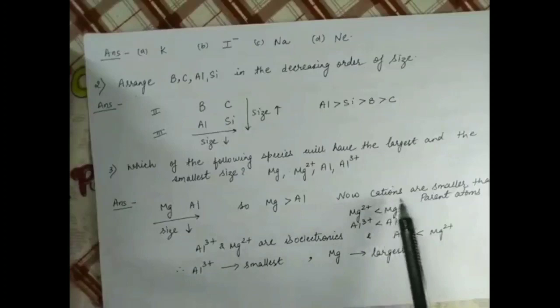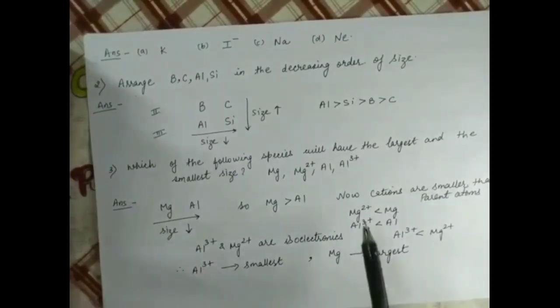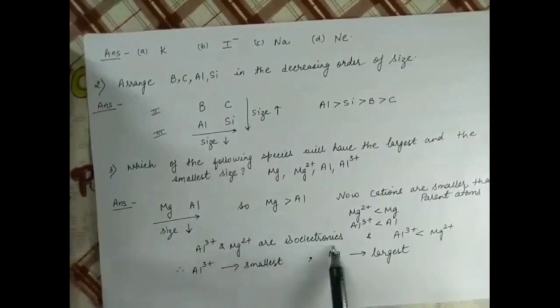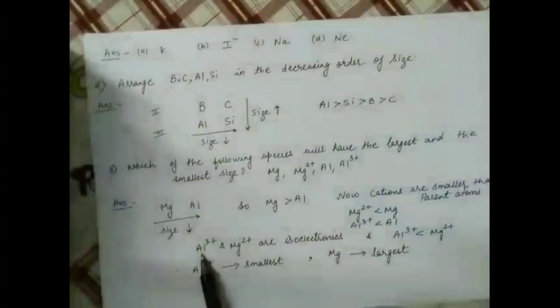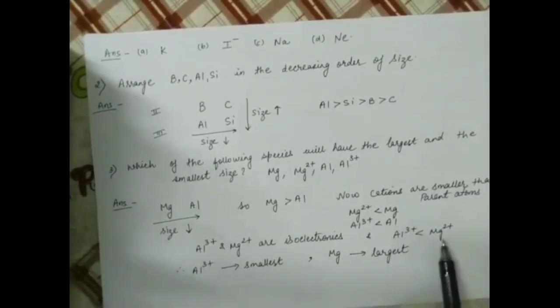Now we have learned that cations are smaller than parent atoms. So Mg2+ is smaller than magnesium and Al3+ is smaller than aluminium. Also Al3+ and Mg2+ are isoelectronic. Just now we have seen. They have 10 electrons each. But the nuclear charge of aluminium is more, plus 13. So greater is the nuclear charge, smaller will be the atomic size. So Al3+ is smaller in size than Mg2+. So now which is the largest? The largest is your magnesium. And which is the smallest? The smallest is your Al3+.